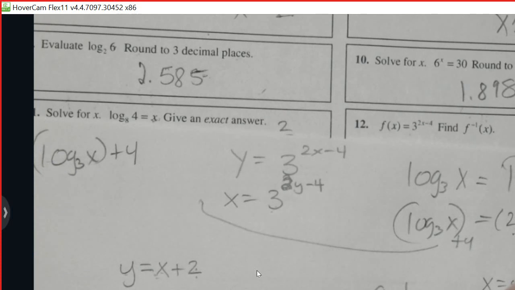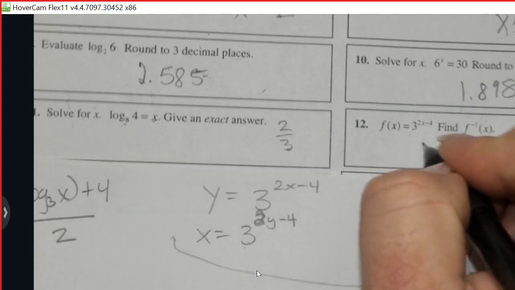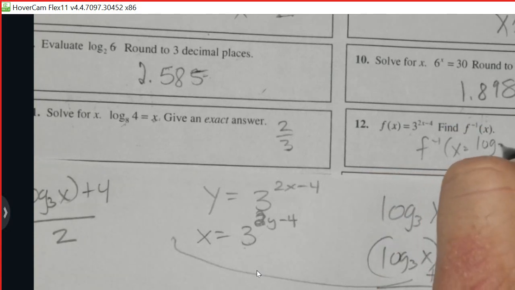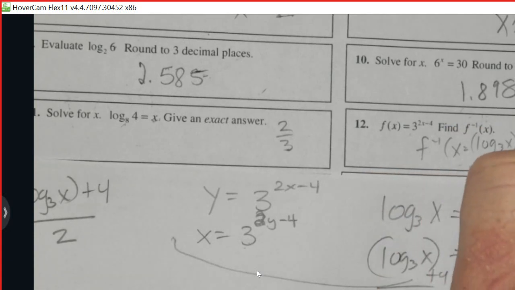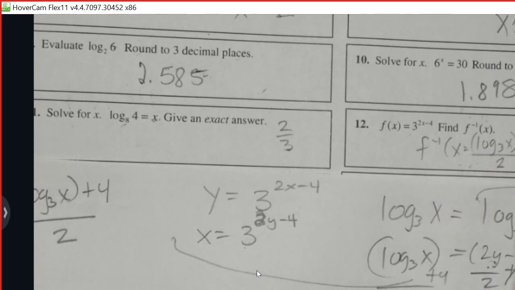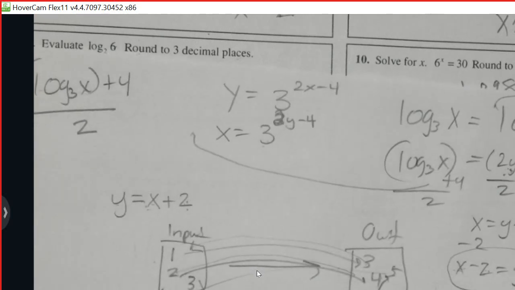And now to solve for y, the next thing is I divide by 2. And then I divide this entire quantity by 2. So if I come back up here, I could write the inverse of this would be log base 3 of x, that's one thing, plus 4, and I divide the entire thing by 2. And it would work the exact same way that linear did.